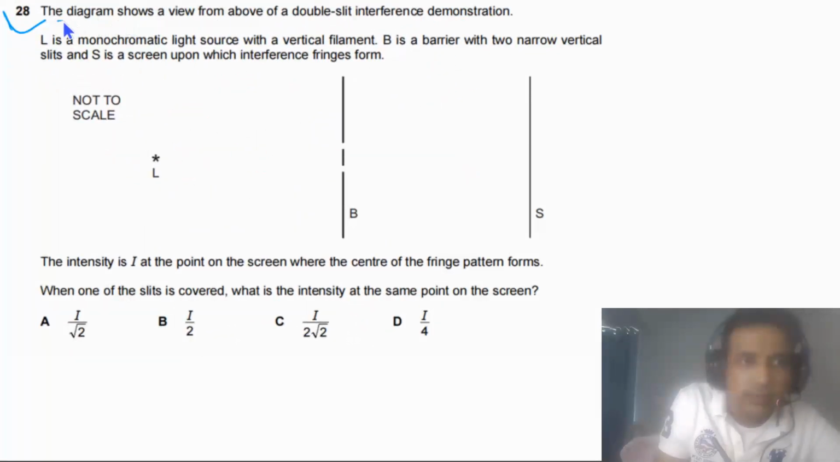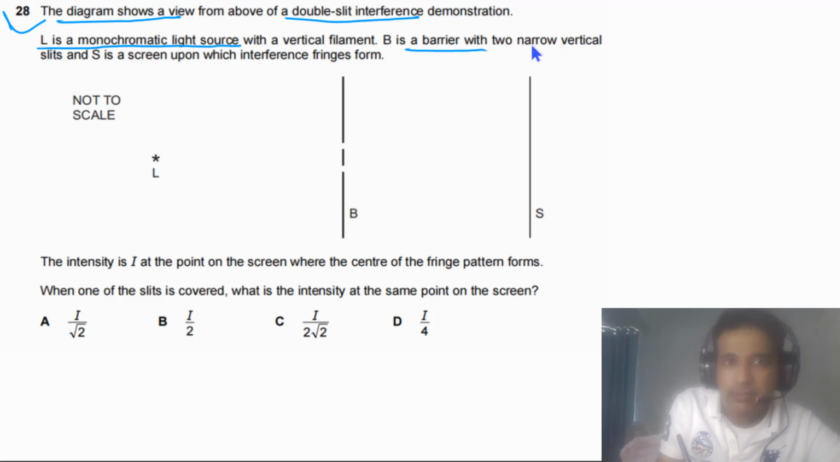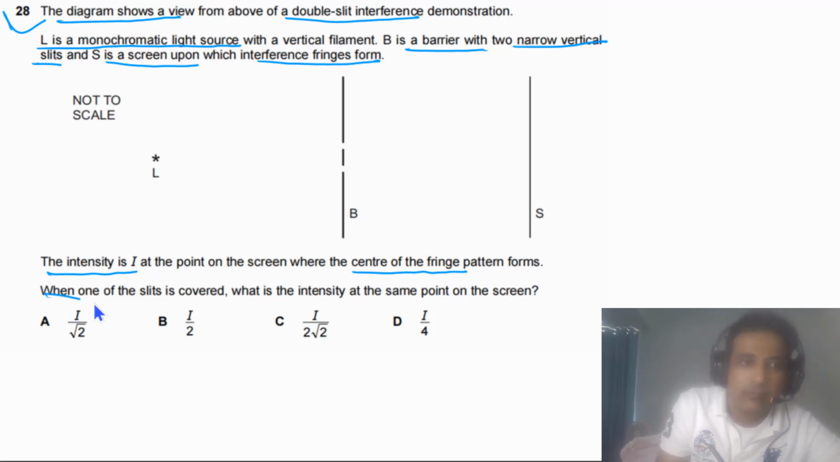Question 28 says the diagram shows a view from above of a double slit interference demonstration. L is a monochromatic light source with a vertical filament. B is a barrier with two narrow vertical slits. S is the screen upon which interference fringes form. The intensity is I at the point on the screen where the center of the fringe pattern forms. When one of the slits is covered, what is the intensity at the same point on the screen?